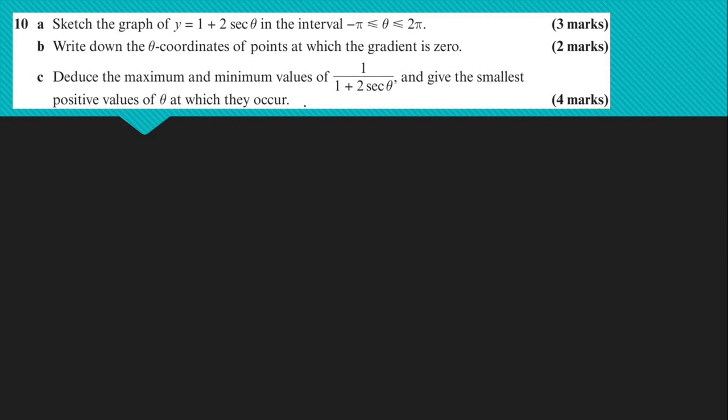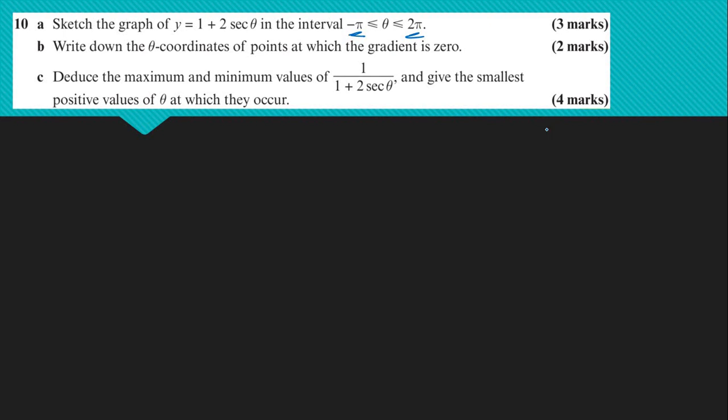So next up, we've got sketch the graphs of 1 plus 2 sec theta in the interval of this thing. Now this is one of the questions from the actual exercise, which I thought was well worth having a little look at. It's a really weird domain for this, because it's -pi to 2 pi, and it's not symmetrical, which is a bit strange. Write down the theta coordinates at which the gradient is 0.